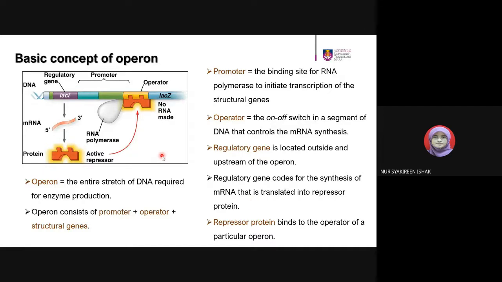So this only occurs at a specific condition. So in the case of lac operon, it occurs in the absence of lactose. Okay, when lactose is absent, then the operon is switched off because the repressor protein binds to the operator and blocks, and prevents RNA polymerase from binding to the promoter. That is in the absence of lactose.